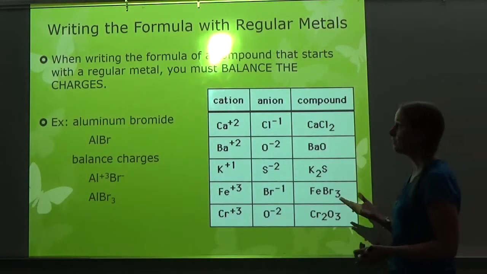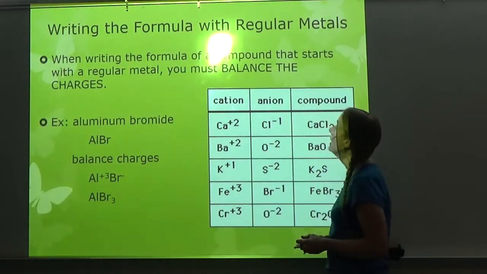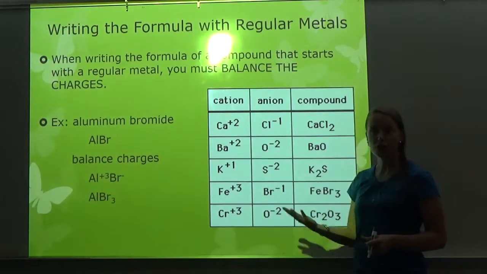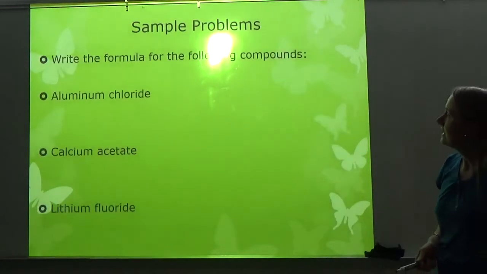Okay, so remember about crossing charges or balancing charges from our 7.2 lesson video. And don't forget about how to figure out what charge each element has based on what column it's on the periodic table. So let's look at a couple together.